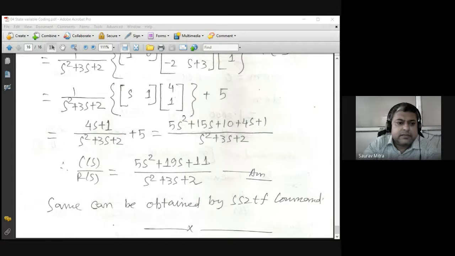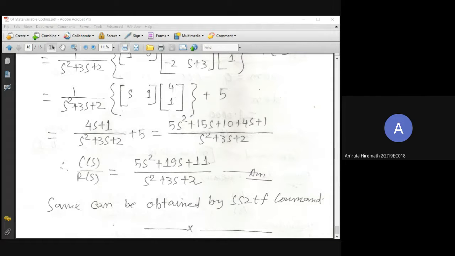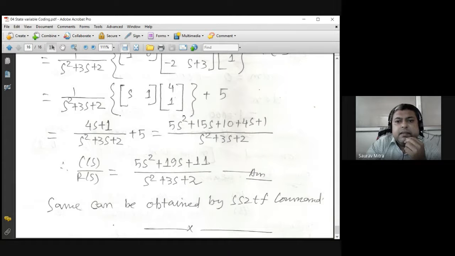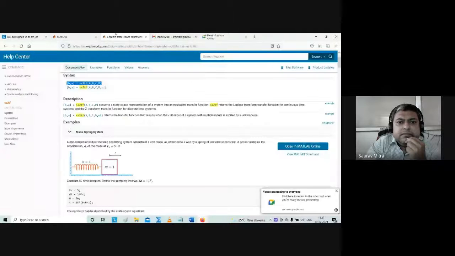Sir, your display in MATLAB window is not visible. No, sir, the PDF is visible. Okay, correct. I'm sorry. I will display my MATLAB window. Just one sec. I will display my entire screen. Allow. MATLAB window is visible. Yes, yes. Okay, I'm very sorry.